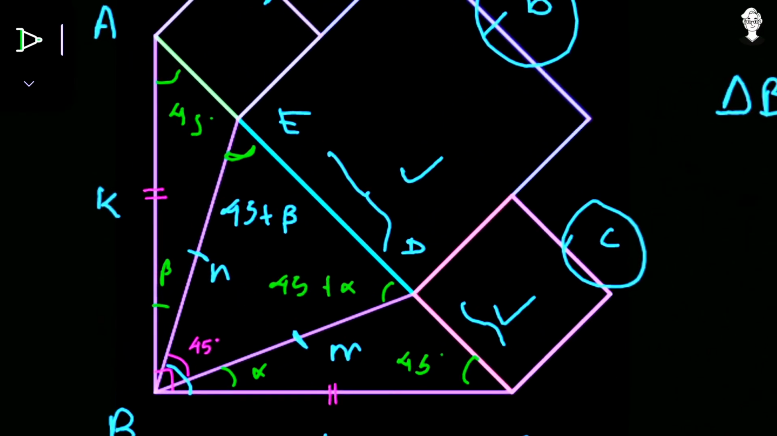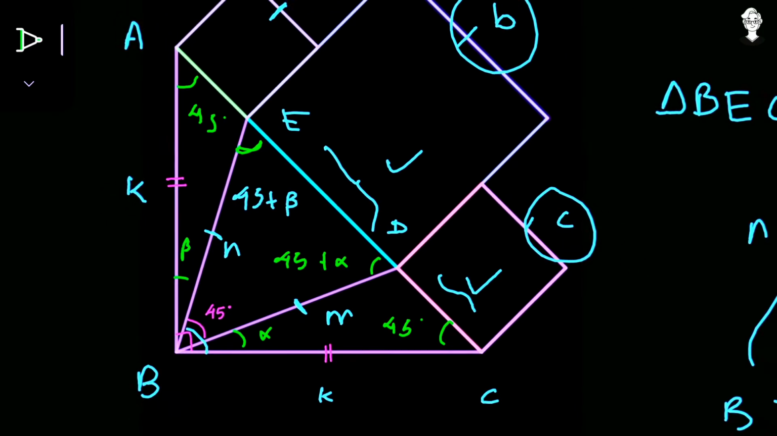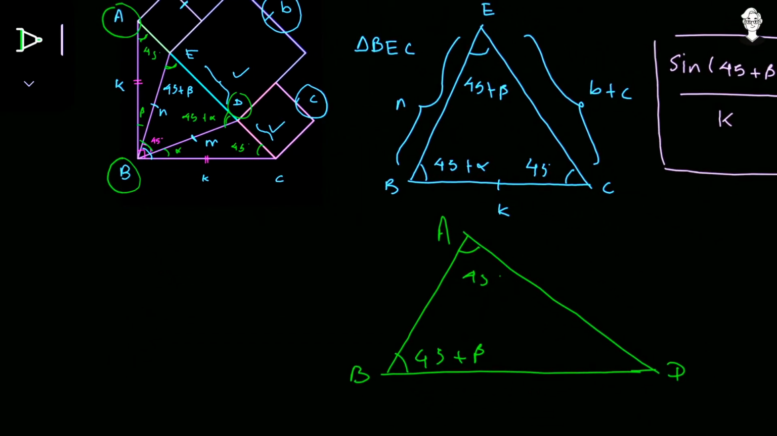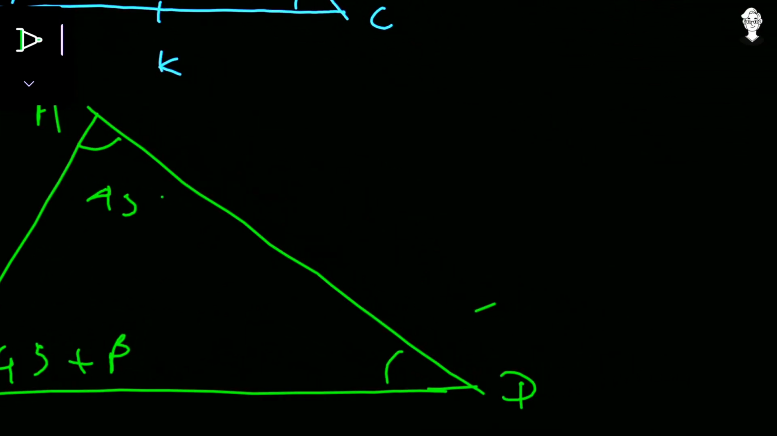Let me zoom it and show you. A, B and D. You can have a look at A, B, D. Here this complete angle is 45 plus beta, that's 45, and this angle is 45 plus alpha. So over here also this angle becomes 45 plus alpha.